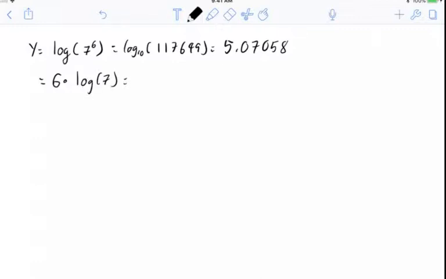Right, so that's 6 times 0.845098, which is equal to 5.07058. Oh, it's the same number. Okay. So you'll see that it's true. Hooray! That's very interesting, and it works for any number you choose.